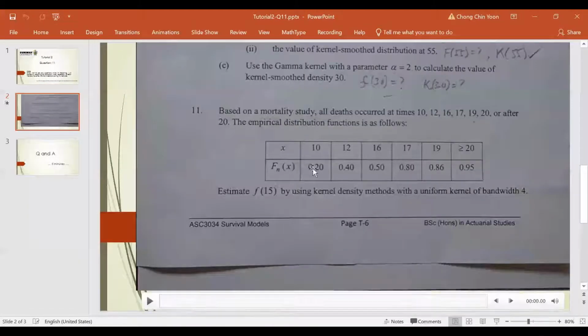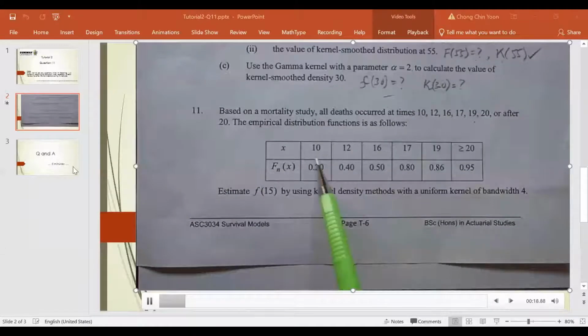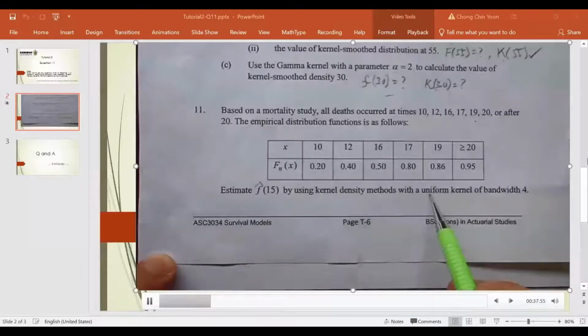So look at this, question 11 now. Based on the mortality study, all deaths occurred at times 10, 12, until 20, or after 20. The empirical distribution function is as follows. Based on this mortality data, given the empirical distribution function, estimate the kernel smoothed function at 15 with a uniform kernel of bandwidth 4. So our aim is to estimate this by using the uniform kernel with bandwidth 4.